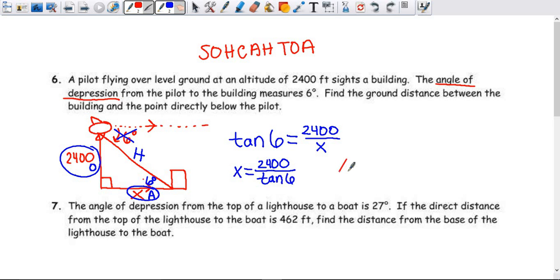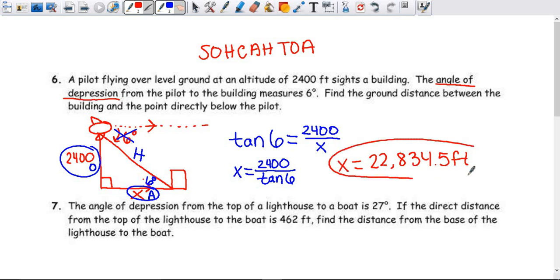So we will actually say that x is equal to 2,400 divided by tangent of 6, and we will get that the ground distance between the building and the point directly below that pilot is 22,834.5 feet. All right. So the trig has not changed, but now we just have that new word.